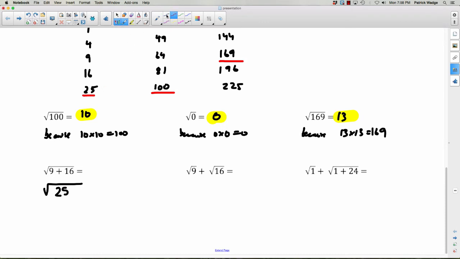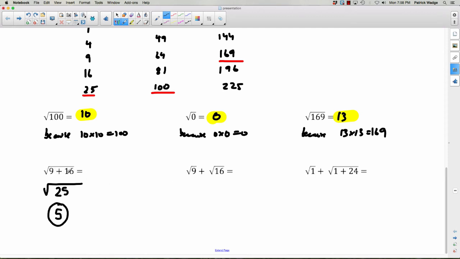What's a number that multiplies by itself to get 25? 5 times 5 is 25. So that's our answer. Okay, this question looks almost exactly the same as the last one. You see the difference? This one has a radical sign here and a radical sign there. So you have to do them individually this time.